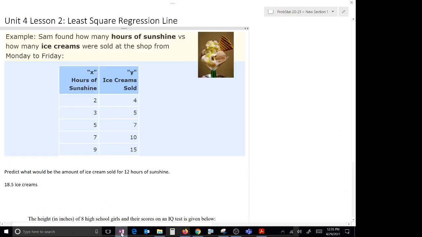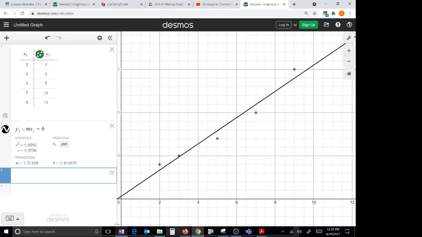So our notes say predict. Actually, I have the answer here. Predict what the amount of ice cream sold for 12 hours of sunshine would be. So we're going to go ahead and do this. So we'll type in x equals 12.